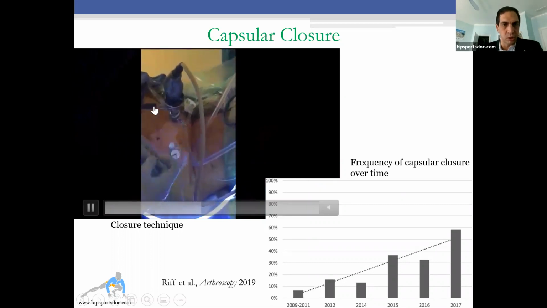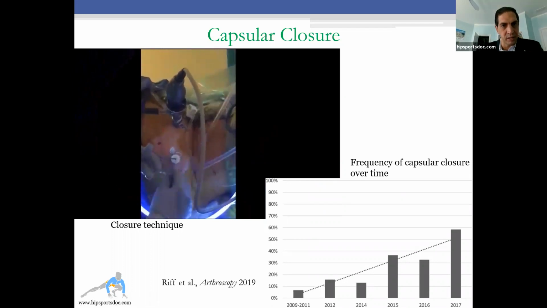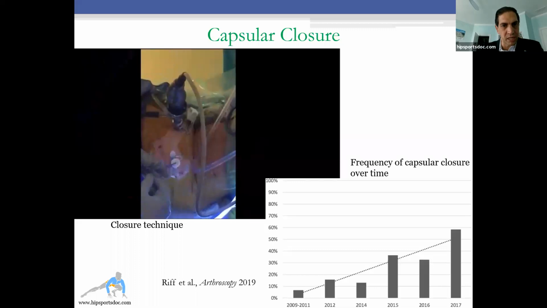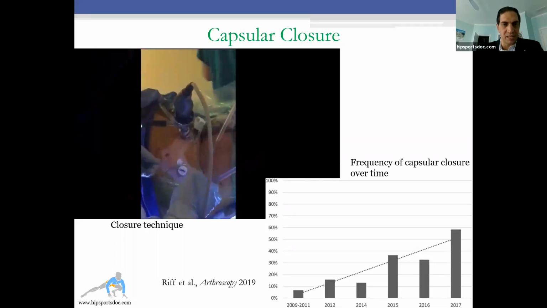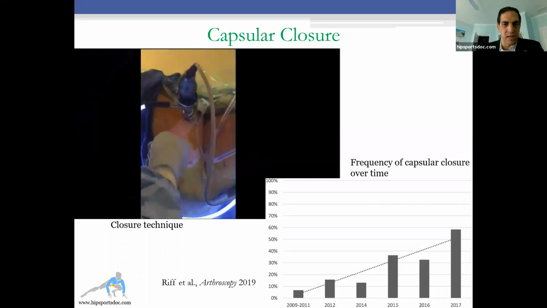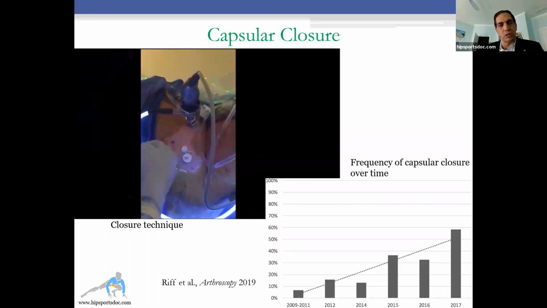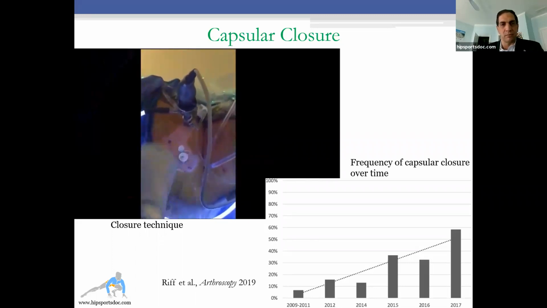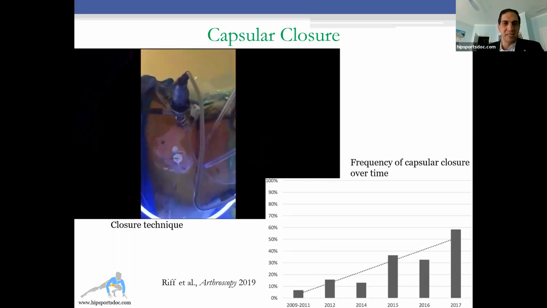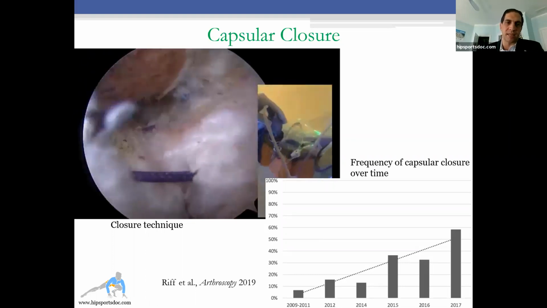Here is showing the closure technique, which Mark Philippon taught me when I trained with him, which is essentially like a luggage type of suture. And it's a double strand technique in order to close it down. So after passing the suture, this luggage-like suture is then shimmied down to close the capsule. And that's what it looks like at the end.